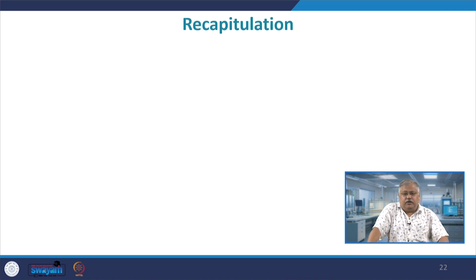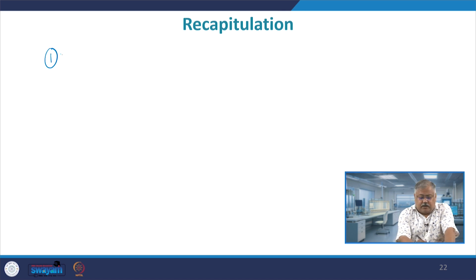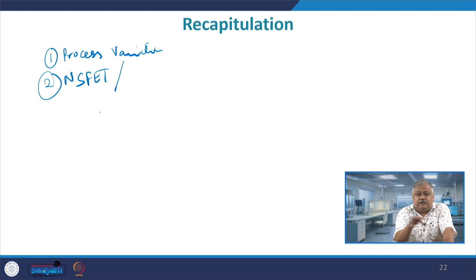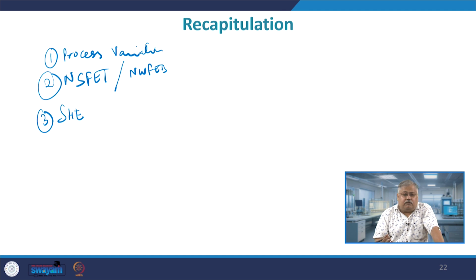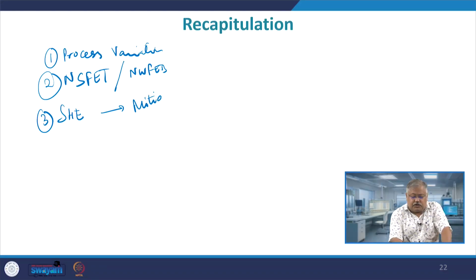Let me recapitulate what we learned in the last lecture. We learned about the basic idea about process variation, right. After looking into process variation, we looked into NS FET, right, and then we had a comprehensive study or analysis of the difference between NS FET and nanowire FETs, right. Then we went for self-heating effect, SHE, and how SHE is a degrading phenomenon that we looked into, and what are the various mitigation techniques available to remove these ill effects of the self-heating effect.